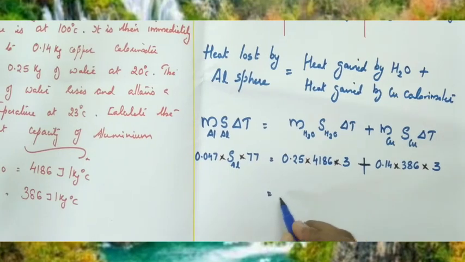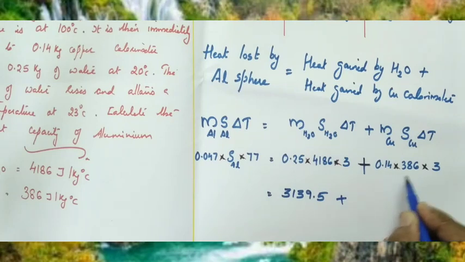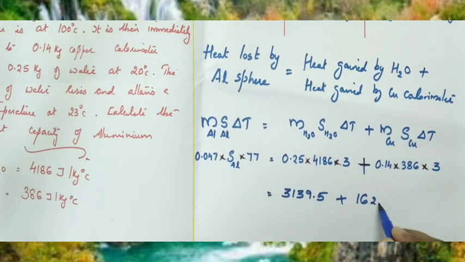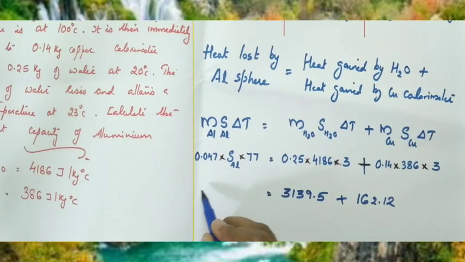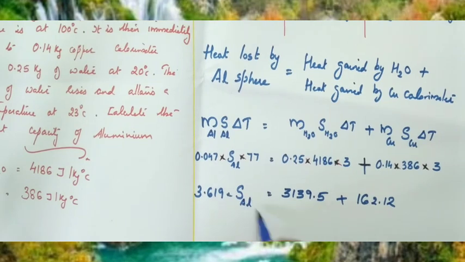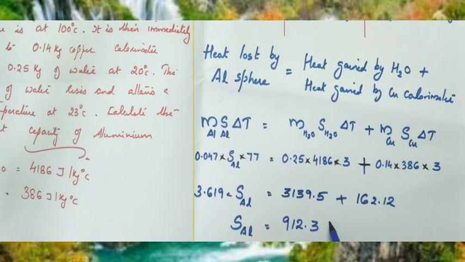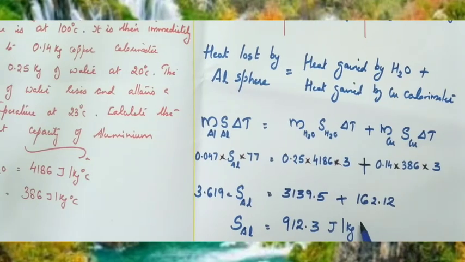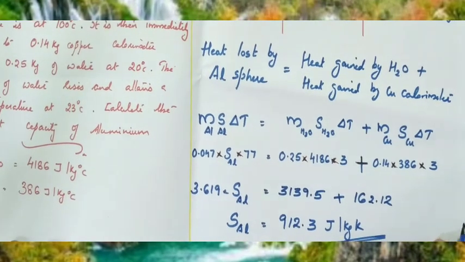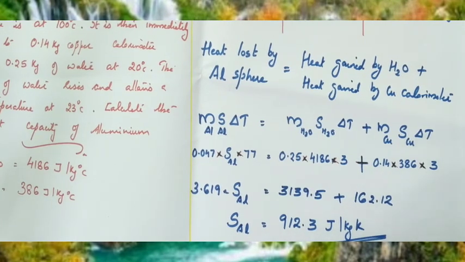after simplification, this answer is 3139.5 plus, after calculation here you will get 162.12, and here it is 3.619 into specific capacity of aluminium. So after simplification you will get the specific capacity of aluminium as 912.3 joule per kilogram degree Celsius or Kelvin. This is the final answer. So specific capacity of aluminium is 912.3 joule per kilogram Kelvin. Okay, so this is the method of doing this numerical.